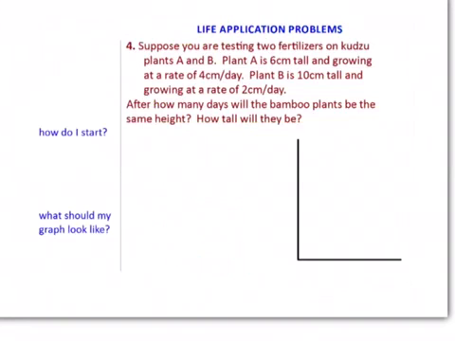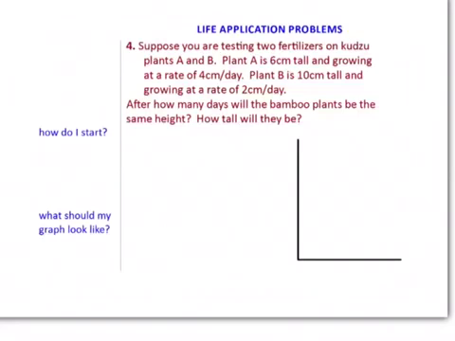Let's try one more. I'll let you go on your own. And this one's going to be a life application problem. So this is a word problem. And it says, suppose you are testing 2 fertilizers on kudzu plants A and B. So I have 2 kudzu plants. Kudzu is a big green plant that covers everything in Georgia, where I'm from. And it says plant A is 6 centimeters tall and growing at a rate of 4 centimeters a day.